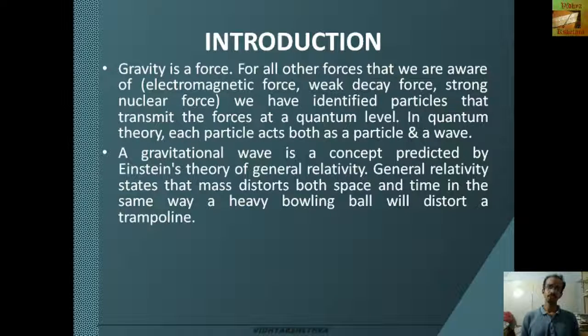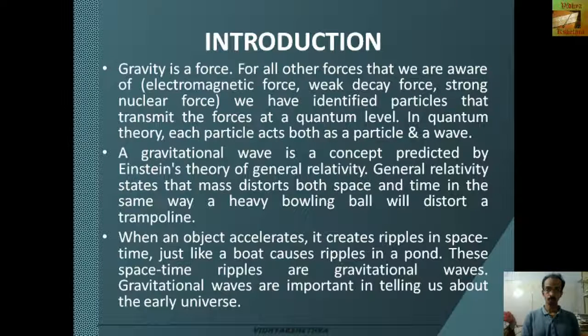Now, what is a gravitational wave? A gravitational wave is a concept which was predicted by Einstein's general theory of relativity. The theory of general relativity states that a mass distorts both space and time in the same way a bowling ball will distort a trampoline. That is, a bowling ball is very heavy, and if it is kept on a trampoline, the trampoline goes downwards and it gets distorted. In a similar way, space-time is also distorted by a massive object. When an object accelerates, it creates ripples in space-time, just like what causes ripples in a pond. These space-time ripples are the gravitational waves.